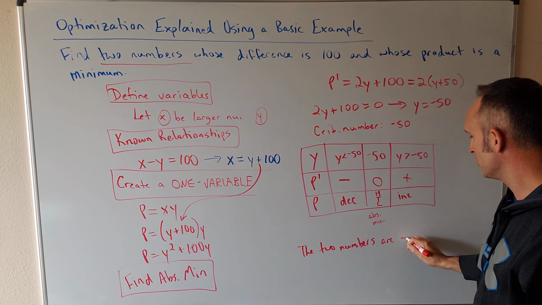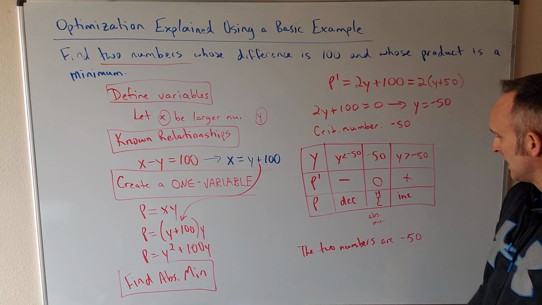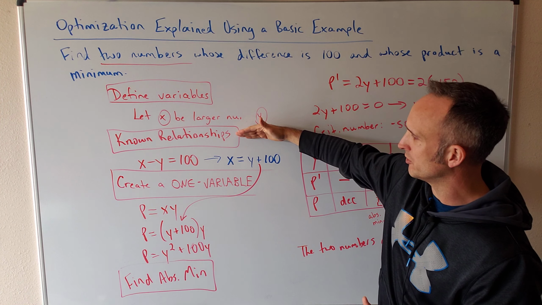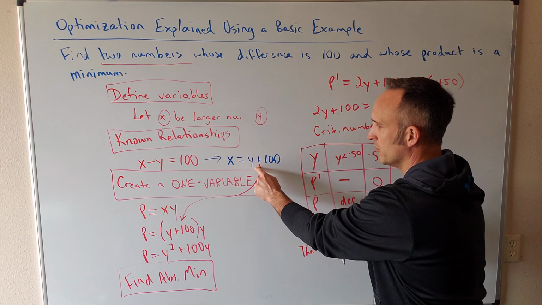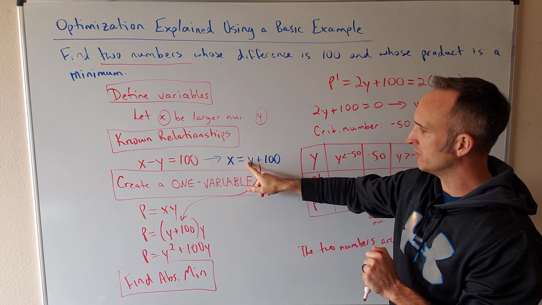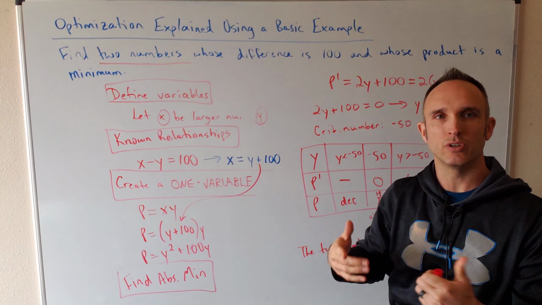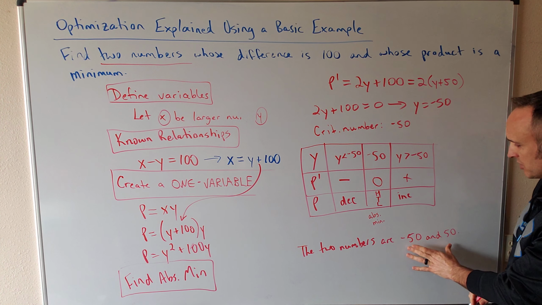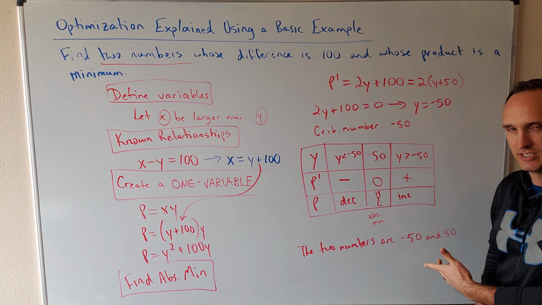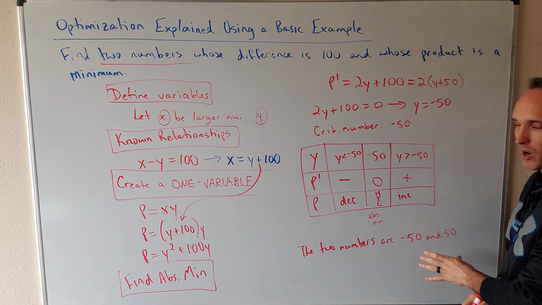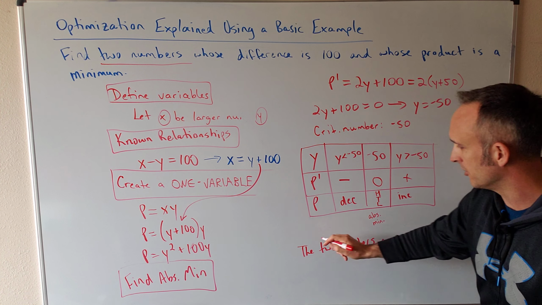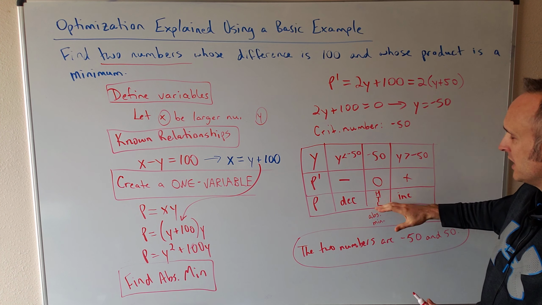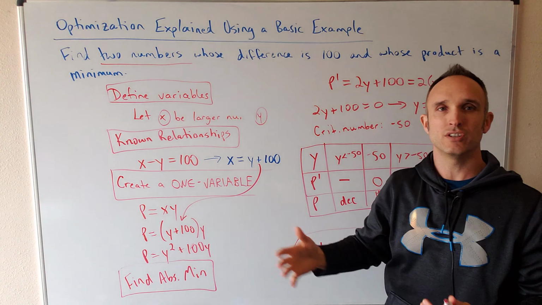are, well, one of those is negative 50. That's your y value. And then x, we have to go back and find the relationship between x and y, which is right here under the known relationships. I'm going to use the one here in blue. When y is negative 50, x will be negative 50 plus 100, which is positive 50. And so these numbers are 100 units apart, meaning their difference is 100, but they have a minimum product of two such numbers that are 100 units apart. And that's the answer to the question. So you'll find your absolute max or min, and then you've got to use the information you get to go back and answer the question that's being asked.